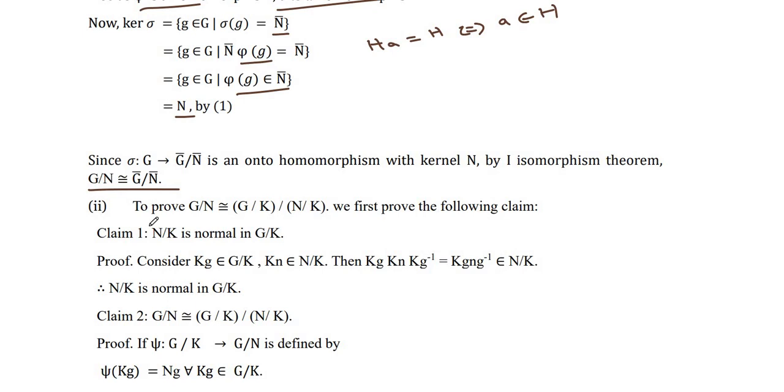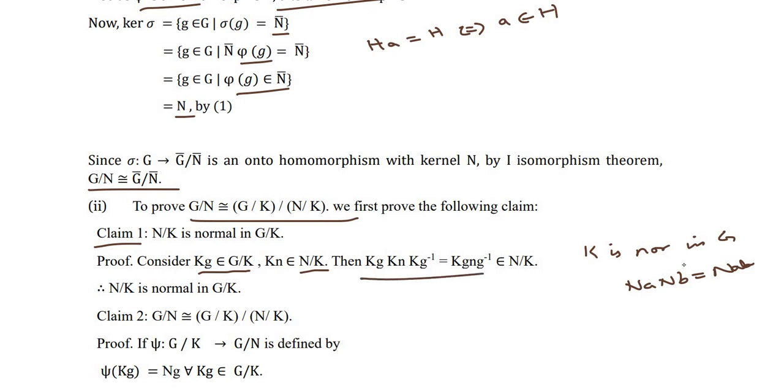Now to prove that G mod N is isomorphic to this, we first prove the following claim. In this claim, what we show is N mod K is normal in G mod K. For this, we have to consider an element in G mod K, take it as Kg, and an element in N mod K, take it as Kn. We have to consider Kg, Kn, Kg inverse. Because K is normal in G, the product of two right cosets is again a right coset. So that is used here.